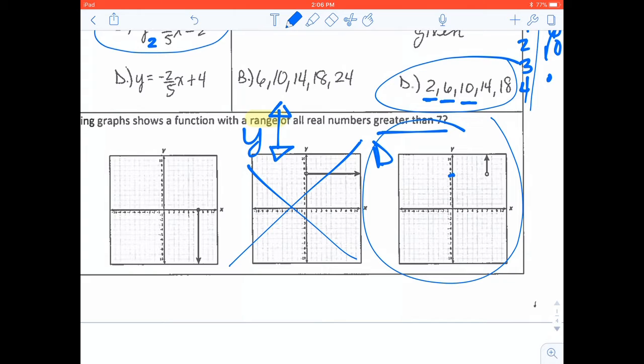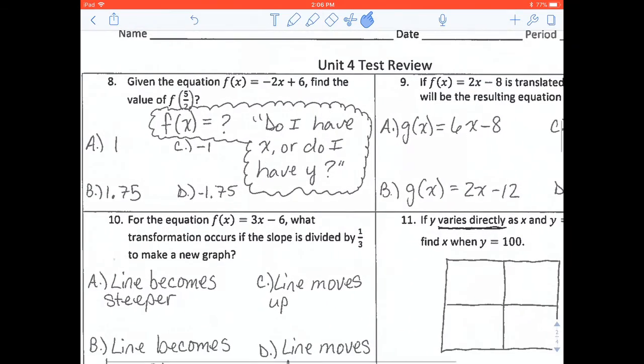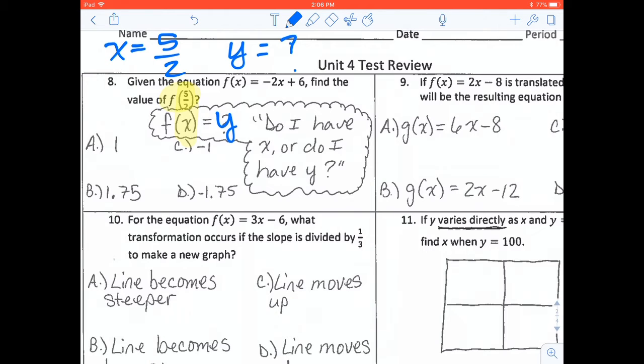All right, question 8. Given the equation, find the value of f of 5 over 2. So anytime they give you something like this, we talked about writing f of x equals y. Do I have x or do I have y? If you look right here, they tell you if x is 5 over 2, what is the y value? There's a couple ways to solve this. The first way would be to take this guy right here, put it in y equals, and go to your table and look for when x is 5 over 2, what is the y value?